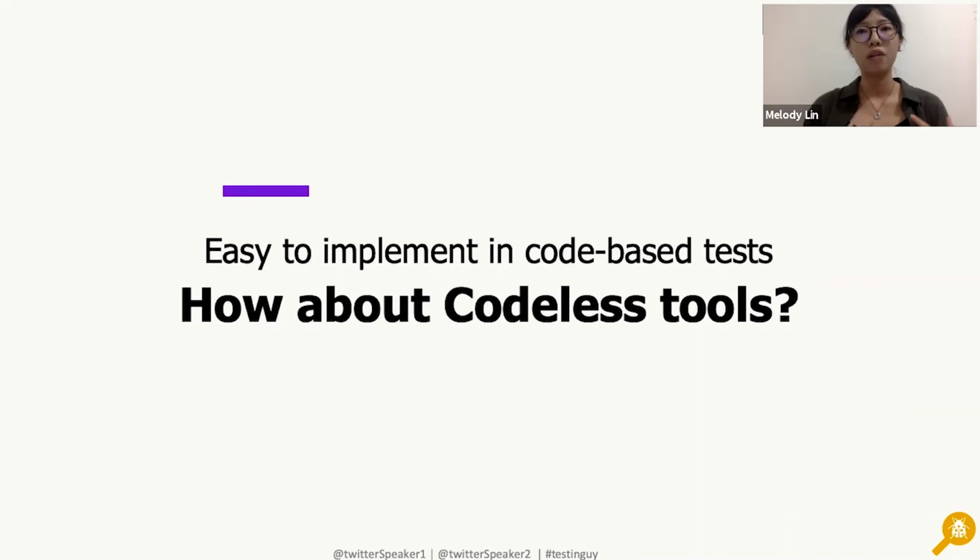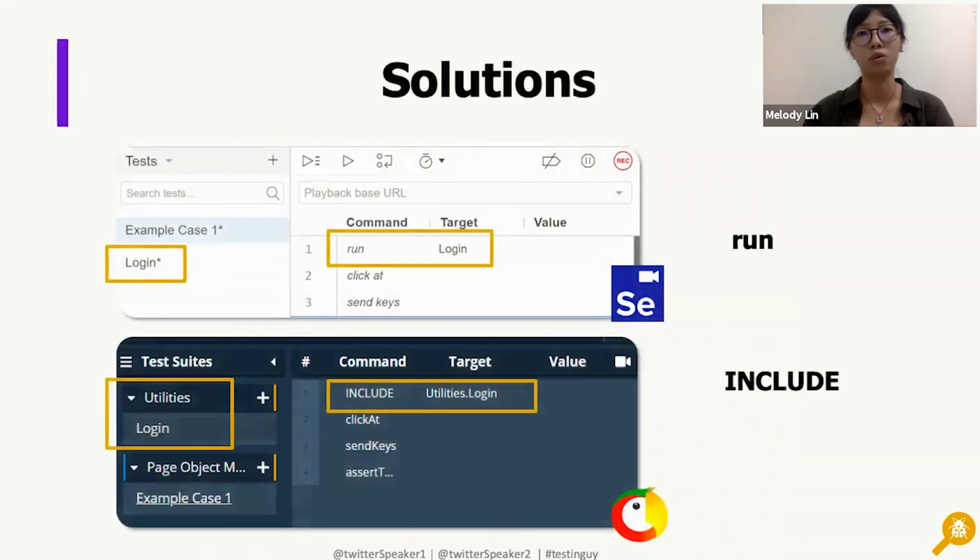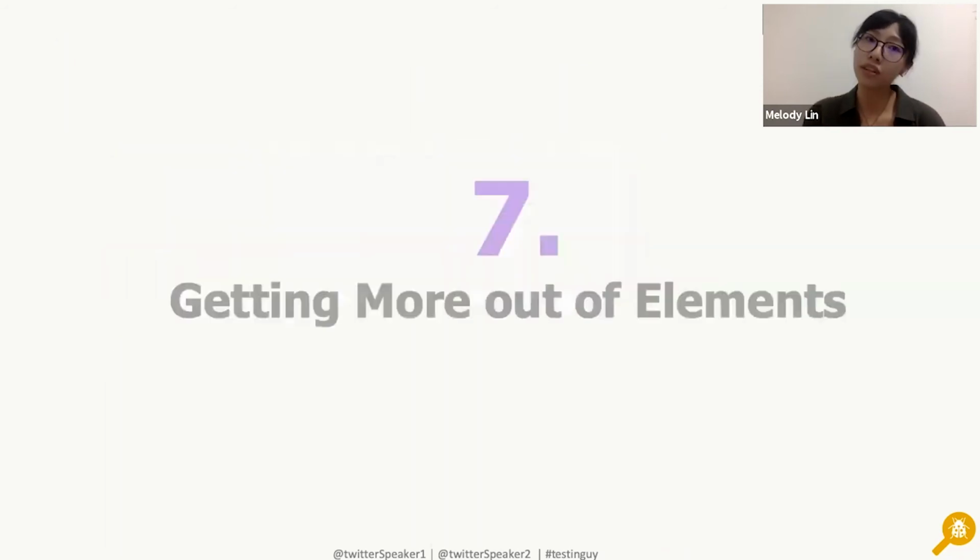And to achieve object-oriented design, there is still a way we can achieve this, and it is achieved by using a command called run in Selenium IDE, which allows you to run another test case within a test case. And this command may be called by different names in other tools. So this is the way that we can still achieve object-oriented design in codeless tools, which people don't usually notice or don't usually think is possible in codeless tools. Well, now let's move on to the next topic.